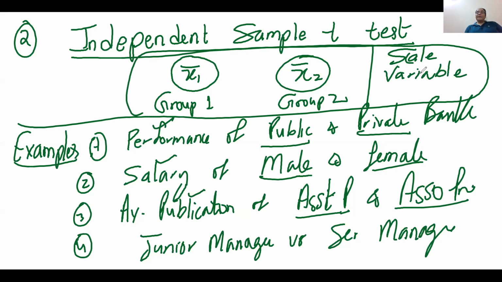So one scale variable should be compared between the two groups, and there are two groups like public and private, male and female, assistant professor, associate professor, junior manager, senior manager. So we are having two groups to compare, right? So I hope you understand this, and let me copy this first.